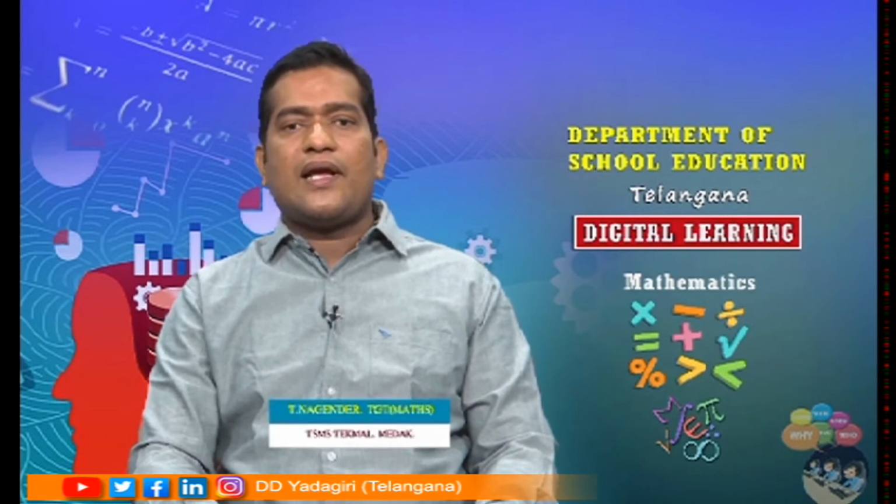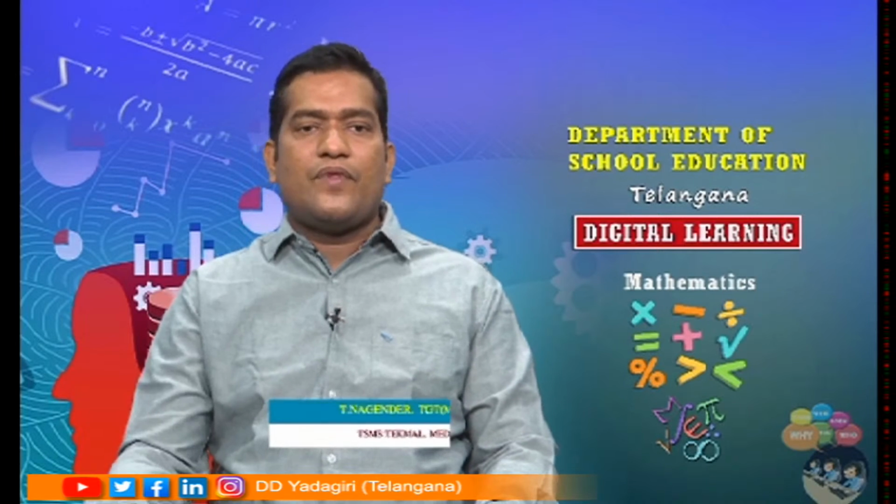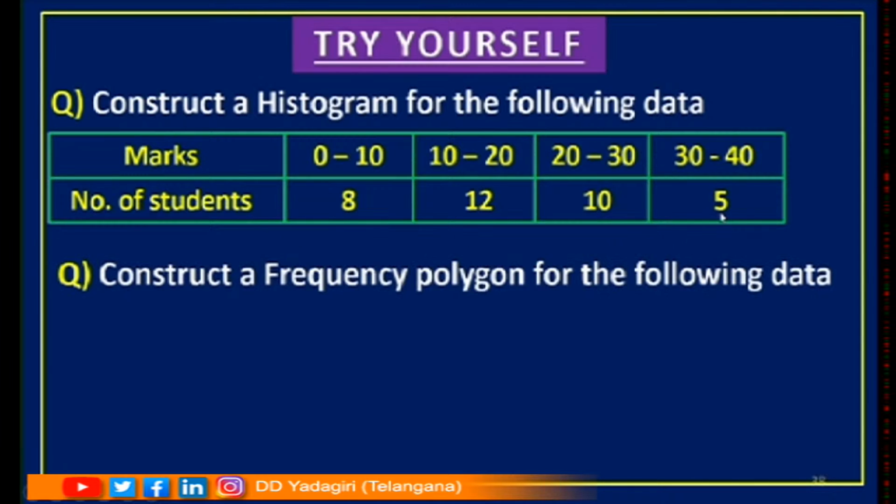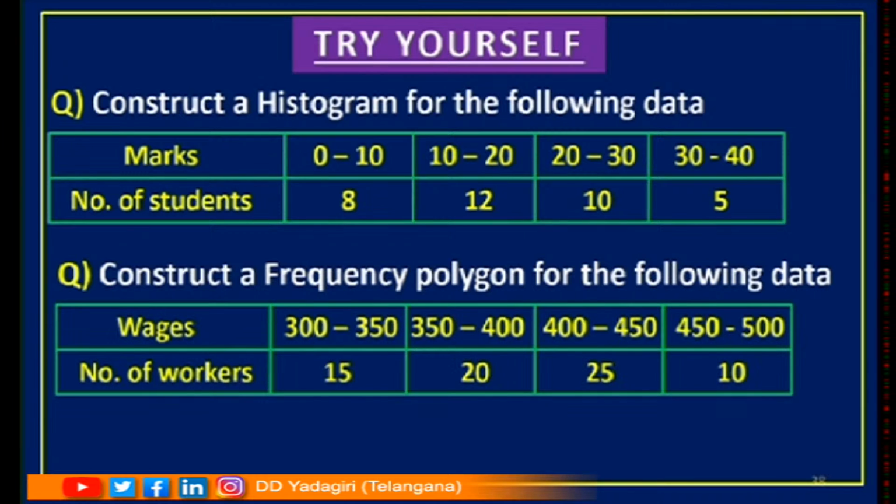Children, try yourself. Construct a histogram for the following data. Marks and number of students are given here. Marks 0 to 10, 10 to 20, 20 to 30, 30 to 40. Frequencies or number of students are 8, 12, 10, 5. Construct a frequency polygon for the following data. Wages and number of workers are given: 300 to 350, 350 to 400, 400 to 450, 450 to 500, and the number of workers or frequency is given as 15, 20, 25, 10.